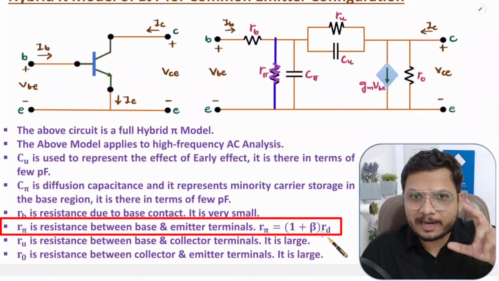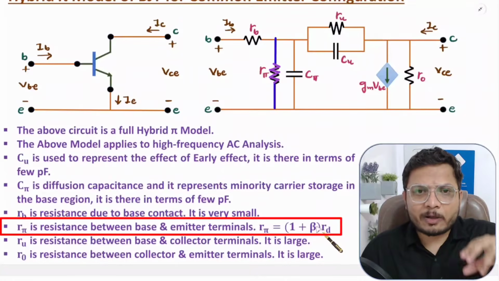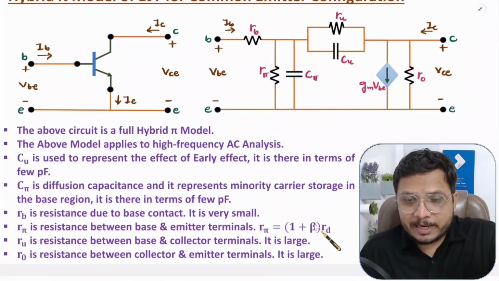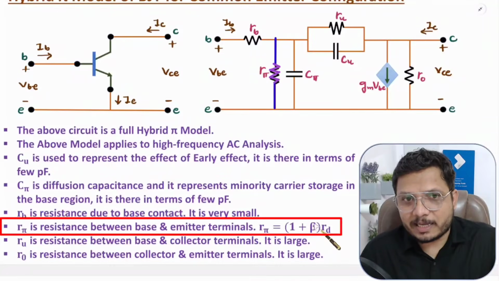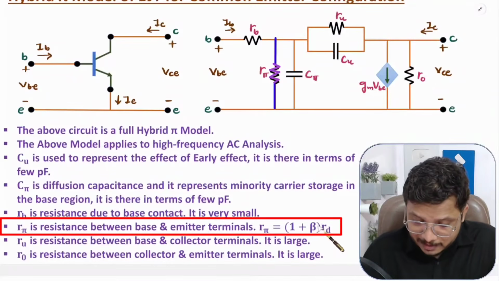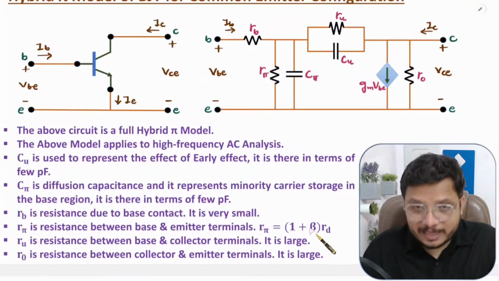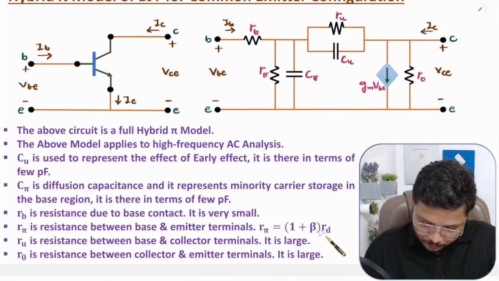Here I'm not going to derive this equation, that I have already derived in my last video based on the RE model of BJT. So here I'm directly writing this, right? This R-Pi, that is (1 plus beta) into RD.